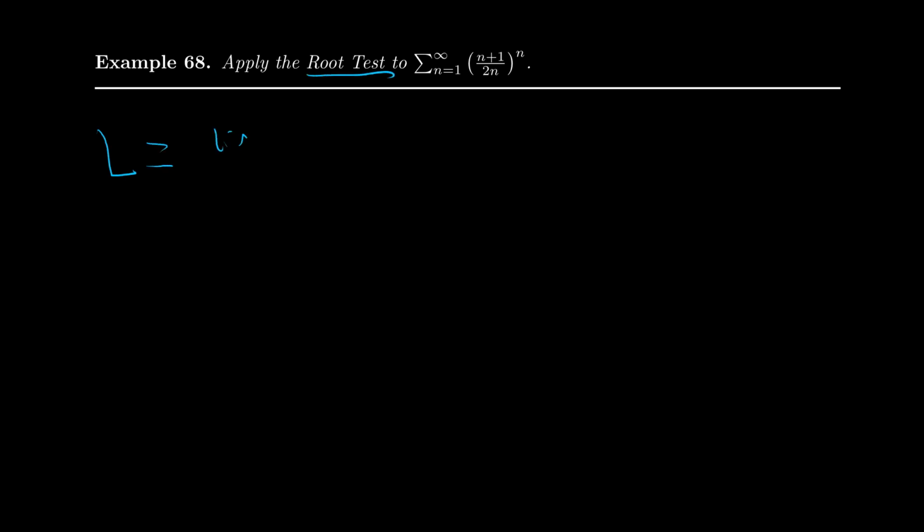But L, the limit as n goes to infinity of the nth root of, okay. Now, n plus 1, we start at 1 and we go to infinity. N plus 1 is always going to be positive. 2n's always going to be positive. N's always going to be positive. I don't have to write the absolute values. Otherwise, I do. But I'm not going to because I don't have to. N plus 1 over 2 to the n. You're never going to believe this.